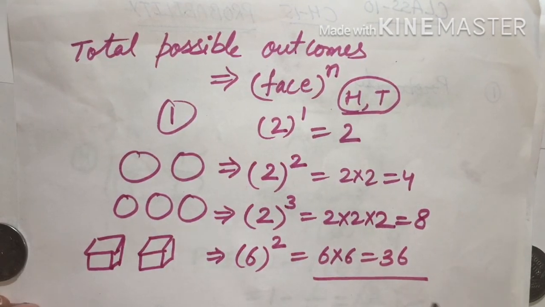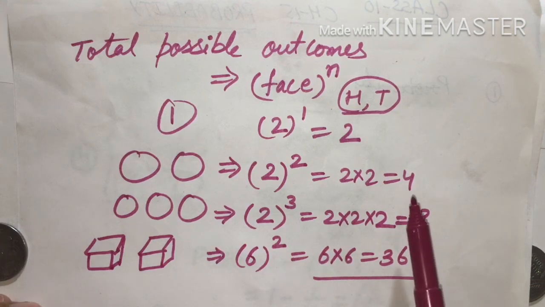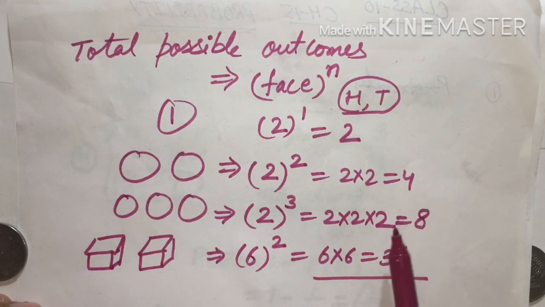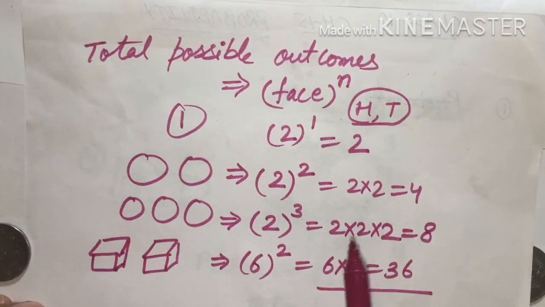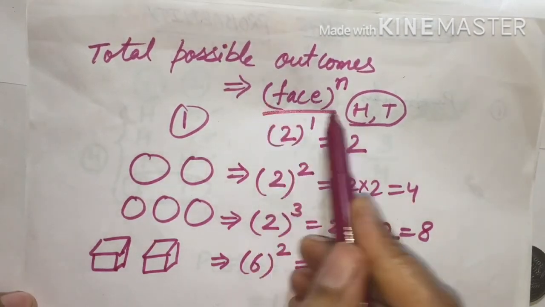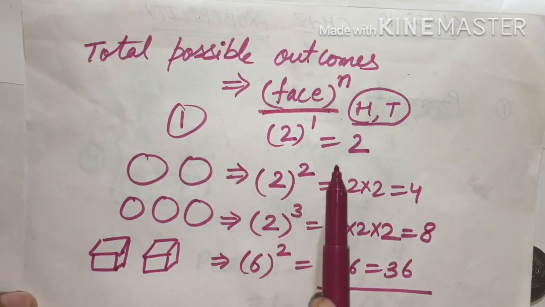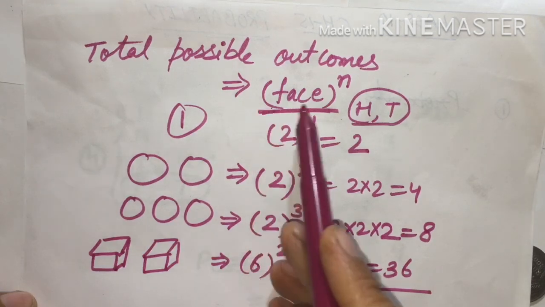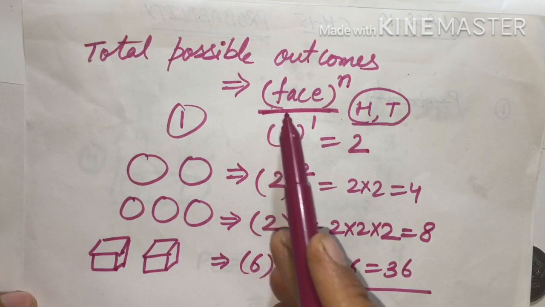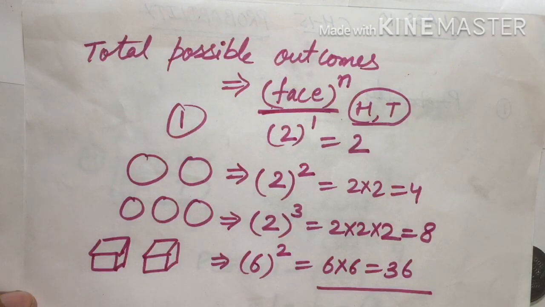So when you are doing any question related to coin and dice, if somehow you are confused about how many possible outcomes are there, sometimes students get confused under the pressure of exams also. So you can apply this formula. If in any case you forget, you remember this formula, then you can find out the exact total possible outcomes.